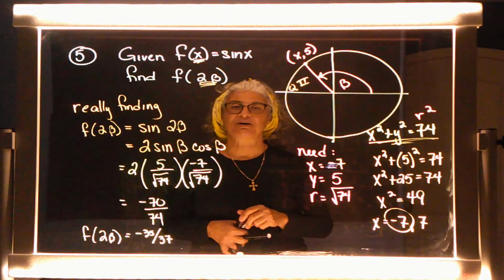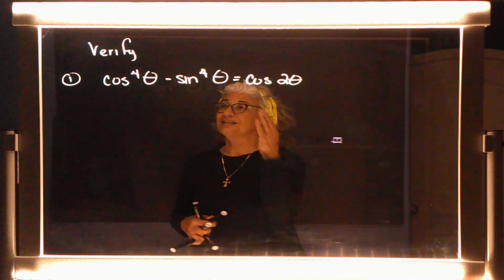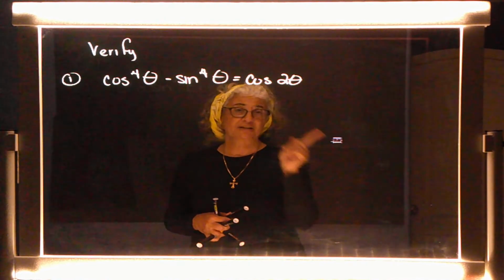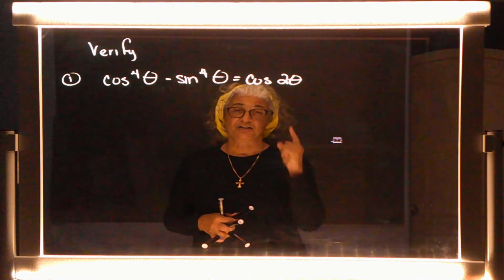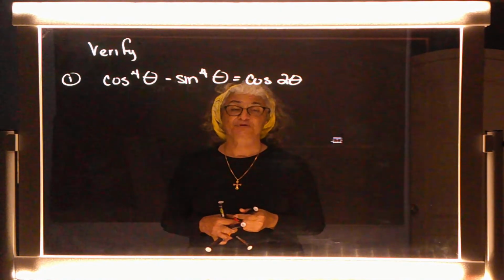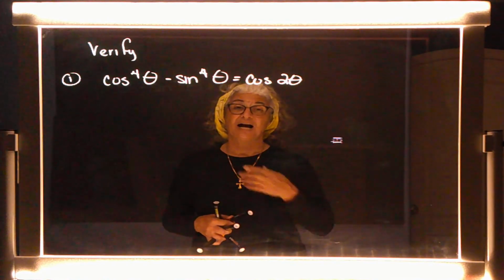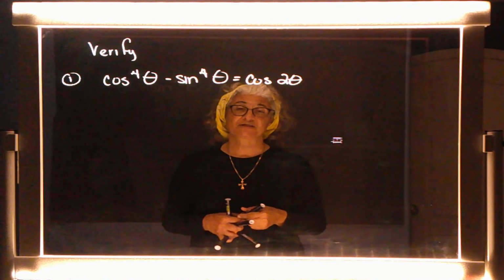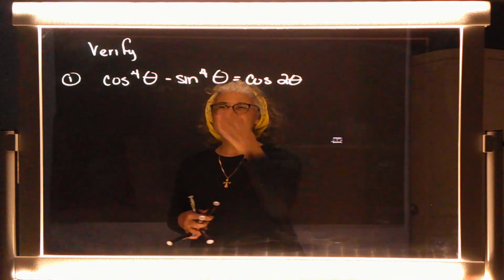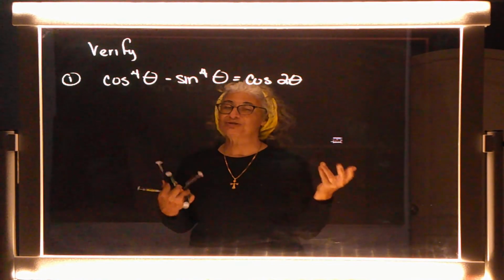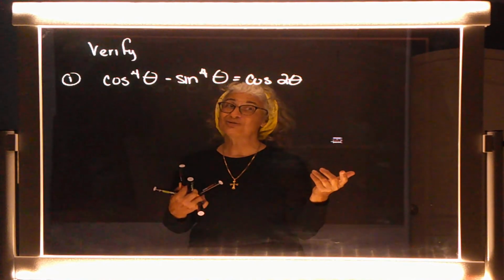I got one more problem for you. Okay, let's verify this identity. Remember the ground rules. You can't move anything from one side to the other, and you can only work one side at a time. So what side do you want to work on? If you're like, oh, I'm not sure, I personally am going to work on the left. Why? Because I see a subtraction problem. I see two terms. The right side only has one term, and I'm like, well, there's not a whole lot I can do with that.